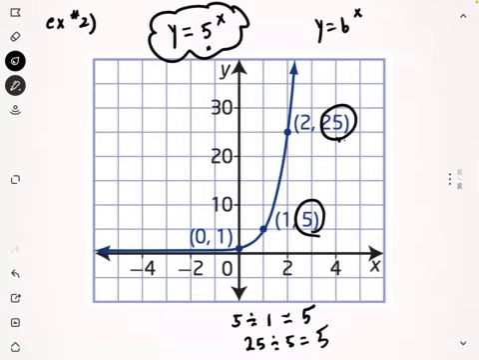It's a 5. So you are taking your value of y and increasing it by a factor of 5 for each x interval that you move.